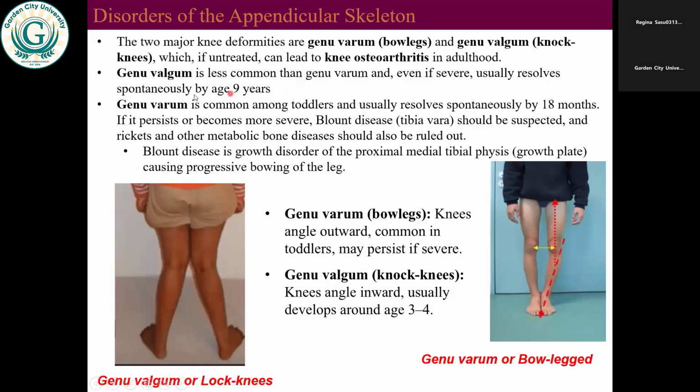It usually resolves spontaneously by age 9. Some children, when they are born, can have some of these things. The valgus tends to go away. Please, this one I'm talking about has nothing to do with rickets or anything of that sort. Now, genu varus is very common among toddlers and usually resolves by 18 months. So these ones can resolve on their own.